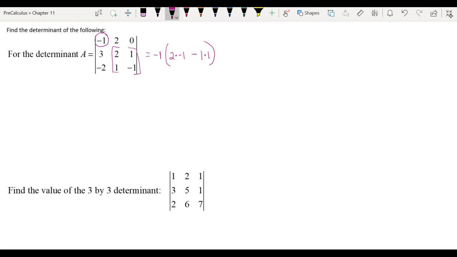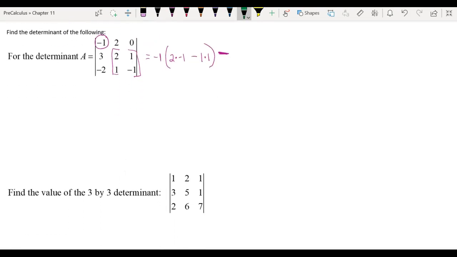So if you have the negative 1 times 1, where do you get that from? These two? It's these two multiplied. So it's 2 times negative 1 minus 1 times 1. Okay? Then your second one is always minus. Okay, so you're going to put a minus after that parenthesis.